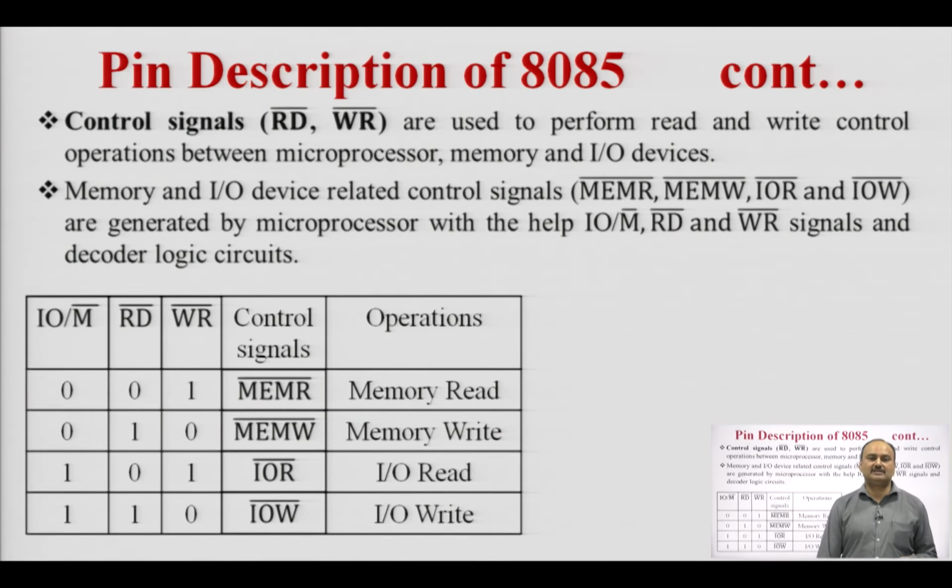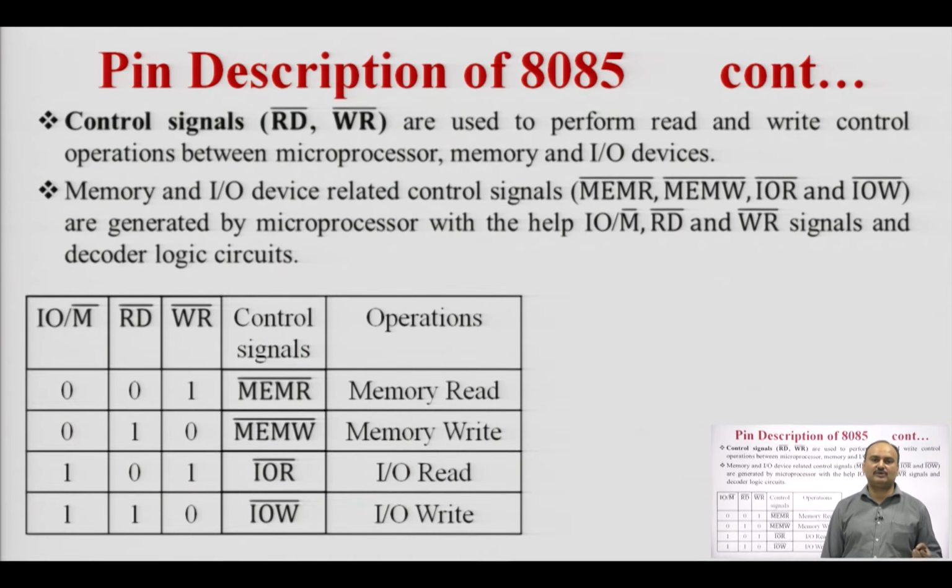Means these control signals are used to enable the peripheral device. Peripheral devices are memory devices and input output devices. To enable the peripheral device we use read and write control signals. Read control signal is used for read operation, write control signal is used for write operation. Memory and input output device related control signals are MEMR bar, MEMW bar.